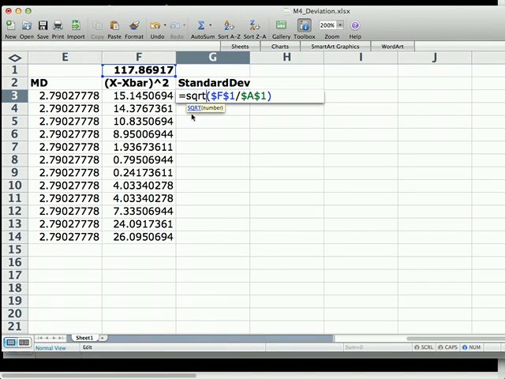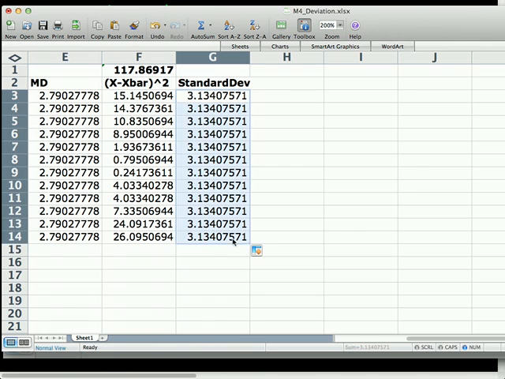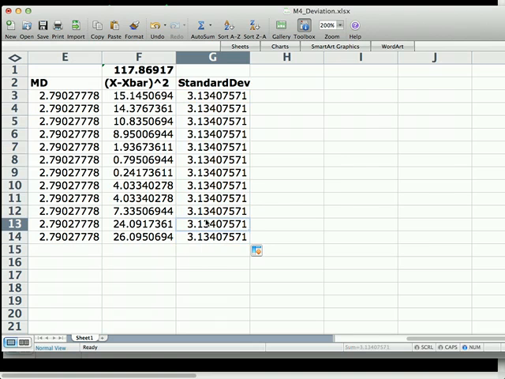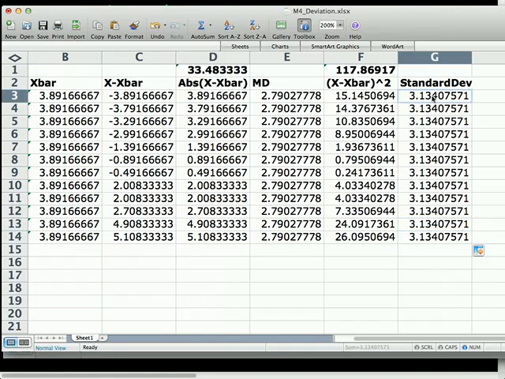Yep, and you can see that there's the square root function showing up right there. And I get that. So I get 3.13, and that's an absolute reference. If I wanted, I could drag this down and see that the standard deviation will always be the same, right? That's what I want. So notice comparing standard deviation to mean deviation, it is going to be a little bit larger because basically the n gets square rooted before dividing by it.